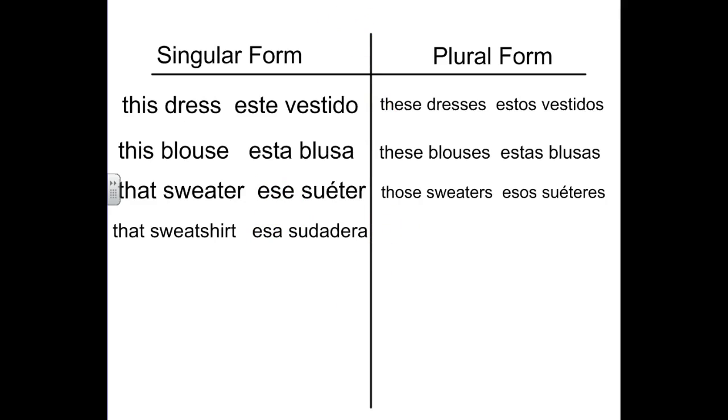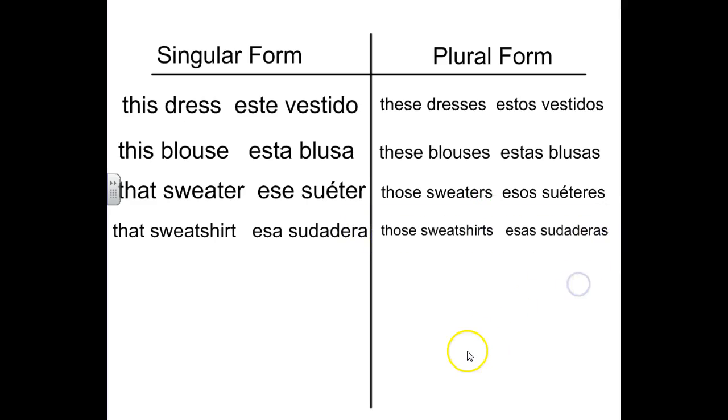What about the plural form? Let's do that also, and say, those sweatshirts. En inglés, we went from that to those. En español, we're going to make esa to esas sudaderas. Esas sudaderas.